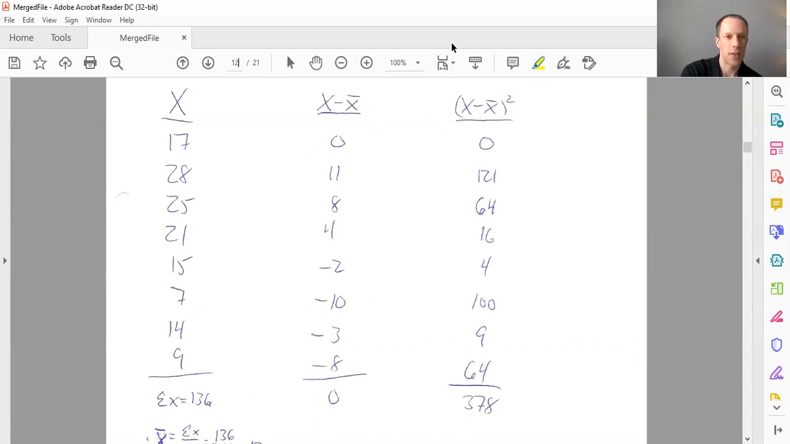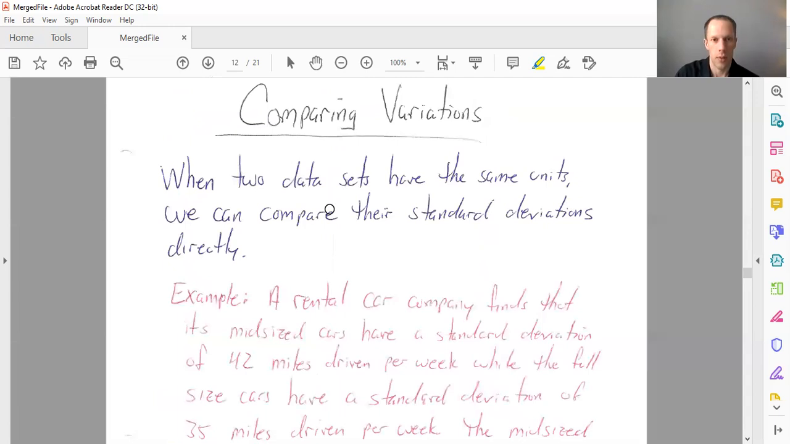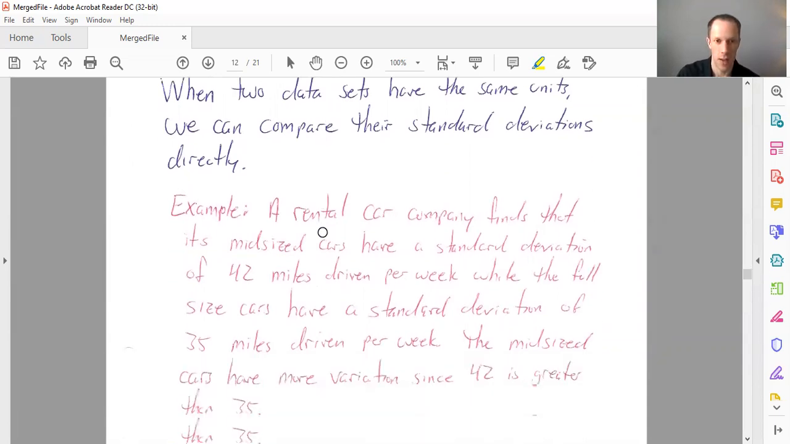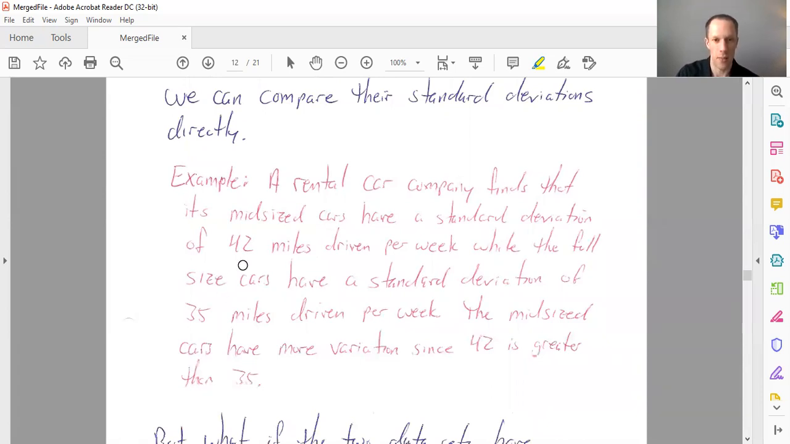Okay, now what else do we have in section 3.2? Well, sometimes you want to compare data sets. Now, if the two data sets have the same units, you can just compare the standard deviations directly and say, oh, this one has more variation, this one has less variation. For example, if a rental car company finds that the mid-size cars have a standard deviation of 42 miles driven per week, while full-size cars have a standard deviation of 35 miles driven per week, the mid-size cars have more variation since 42 is bigger than 35. Okay, both data sets have the same units, miles driven per week. So you can just make a direct comparison.